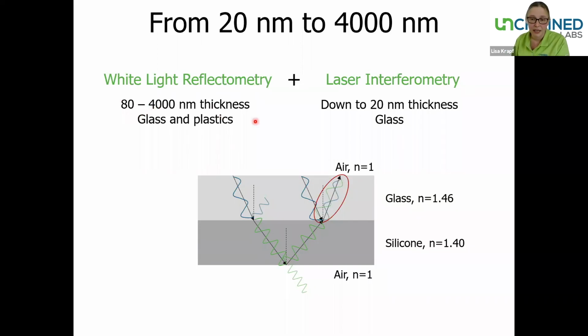Which is working well alone for most sprayed on siliconized syringes. But especially if we do want to measure baked in siliconized samples, those layers are oftentimes much thinner than 80 nanometers. And to be able to also measure those, we added laser interferometry as a second technique, and combining both of them, we can measure layer thicknesses from 20 nanometers up to several micrometer thickness.